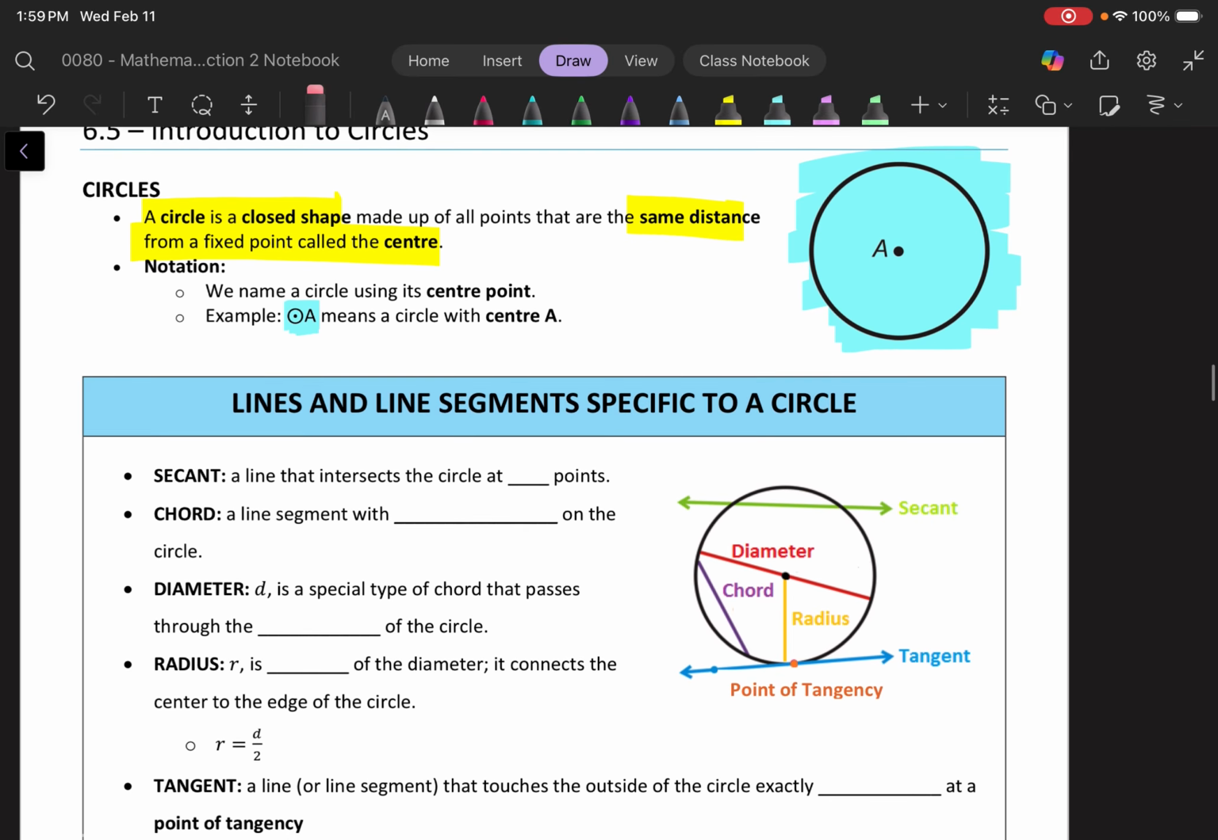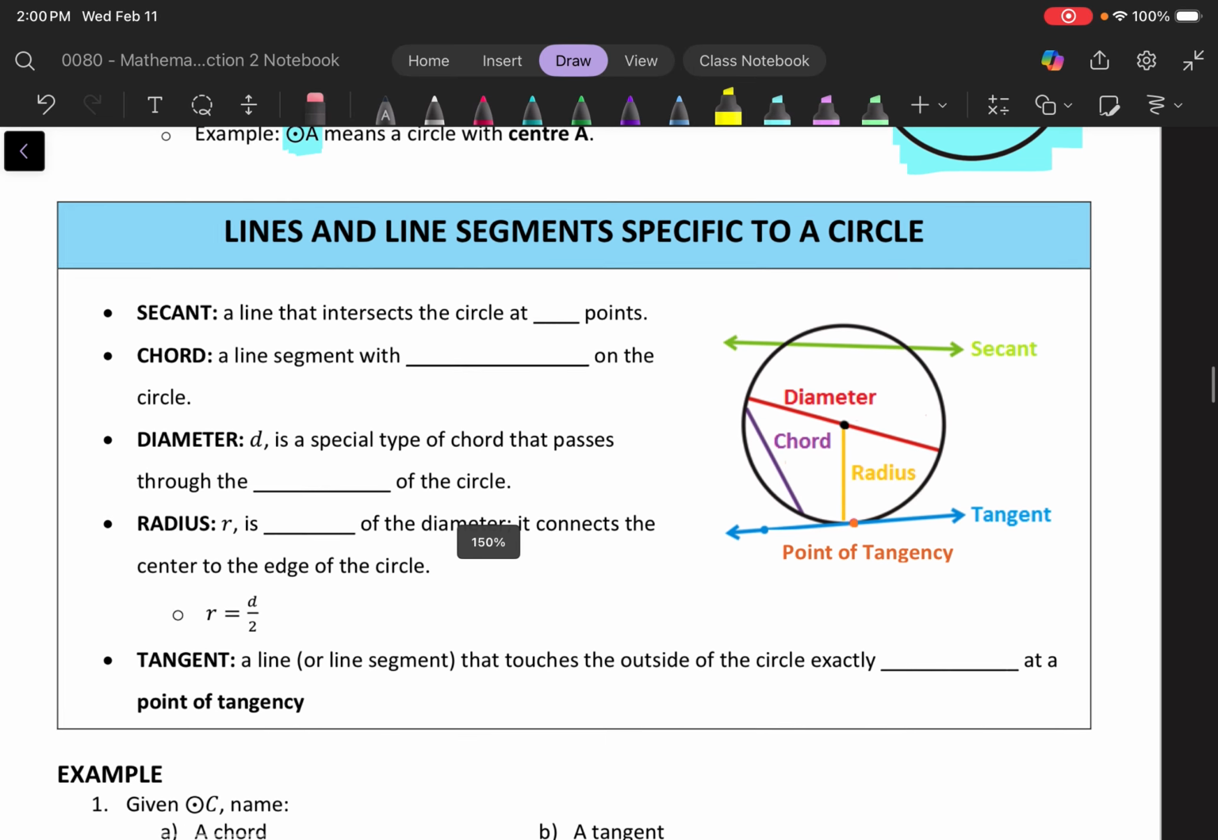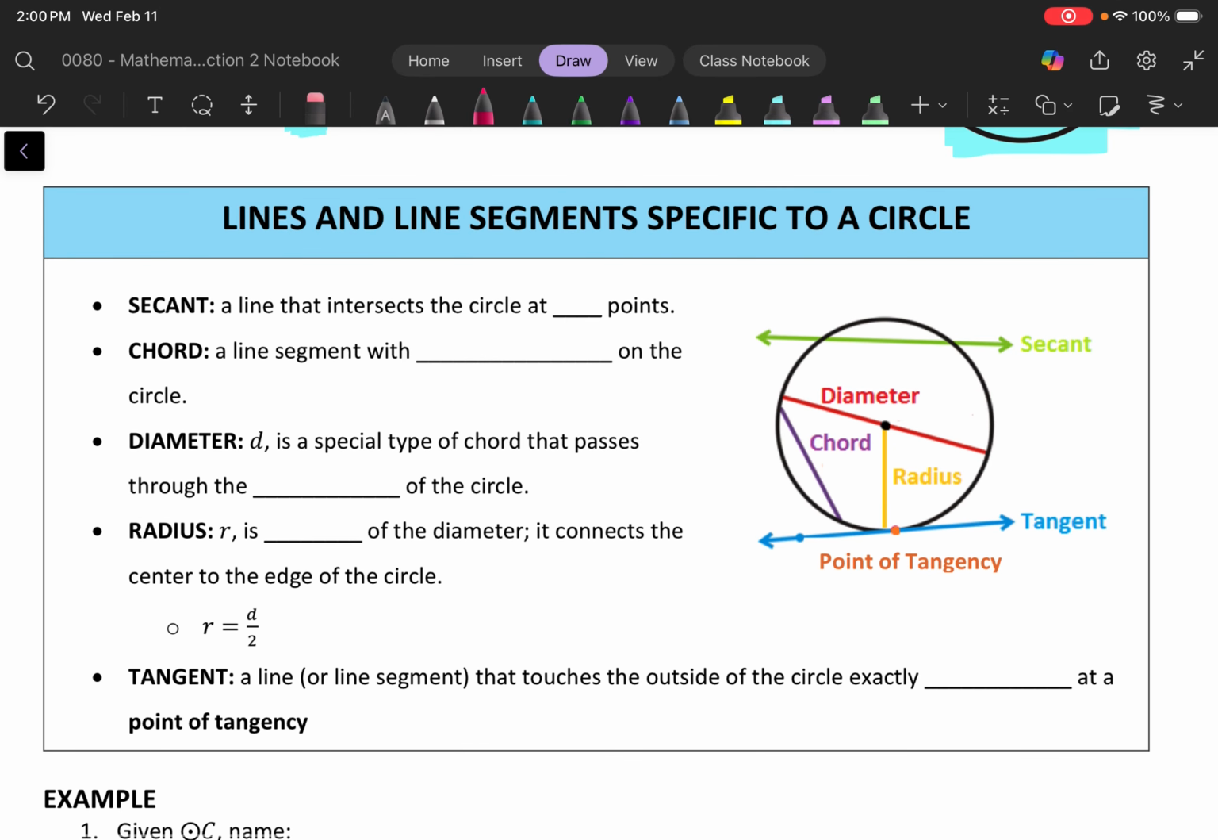Okay. Now, when we take a look at lines and line segments and circles combined, we get a lot of new terminology pieces. So we're going to define all of these different words, and we're going to look at the picture to see how it represents or manifests concretely in that image. So first is a secant, and I can see a secant here.